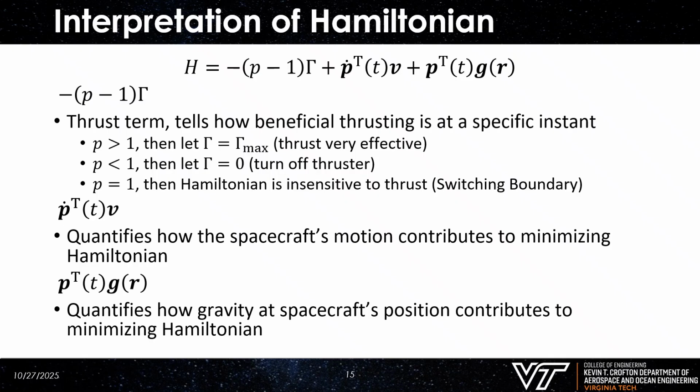In practice, when your p is equal to 1, you'll immediately turn off your thruster, and then your primer vector magnitude should decrease. So your p would not get greater than 1. The second term of this Hamiltonian is the time derivative of your primer vector times velocity. And this quantifies how your spacecraft's motion is contributing to minimizing the Hamiltonian. And our final term is the primer vector times the gravitational acceleration. And that quantifies how gravity at your spacecraft's position contributes to minimizing the Hamiltonian.